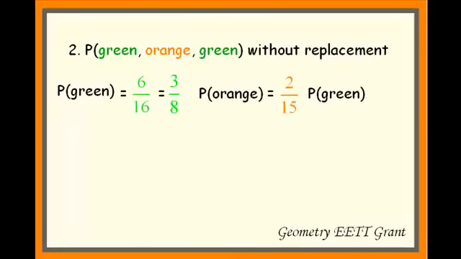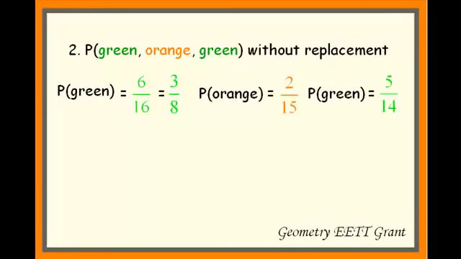Now the next green chip. Well, this time, again, we got that orange one, we set it aside. Just before that, we got the green one, we set it aside. So now there's only 14 chips to choose from, and now there's not 6 green ones, but only 5 because, again, we're setting it aside. It's not going back in the bin. So we have 5/14 chance of getting that second green chip.